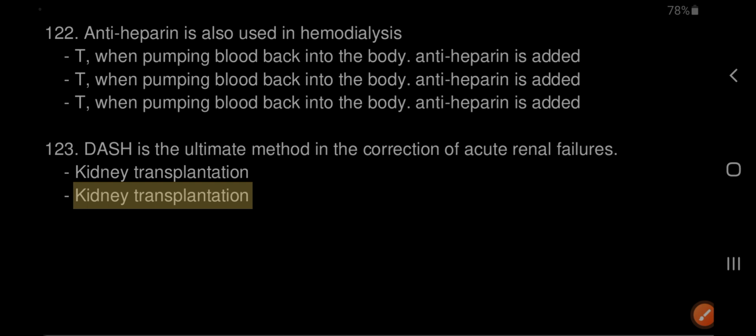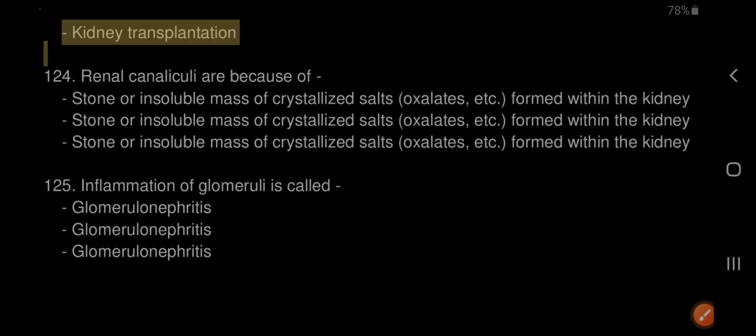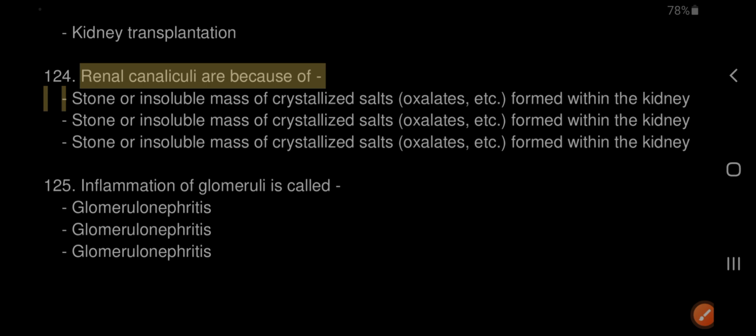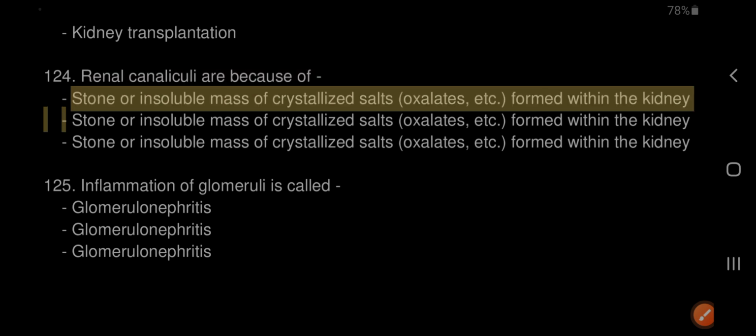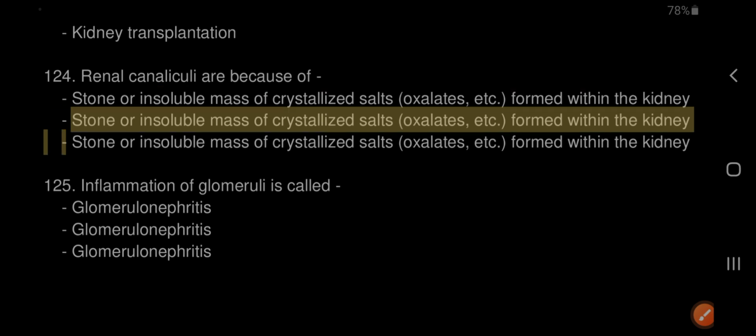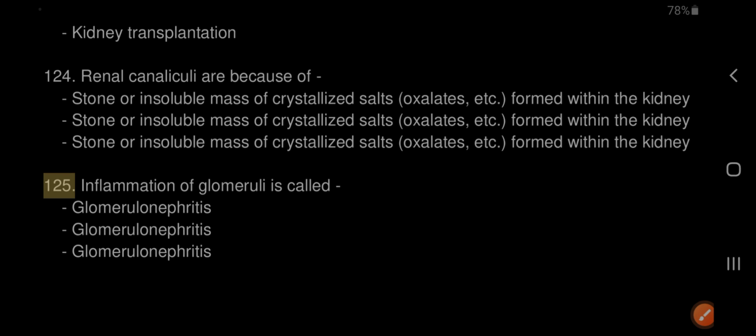124. Renal calculi are because of stone or insoluble mass of crystallized salts, oxalates, etc., formed within the kidney. 125. Inflammation of glomeruli is called glomerulonephritis.